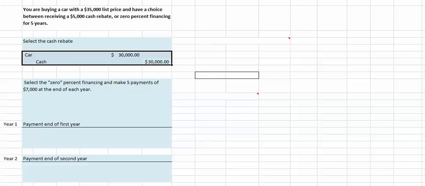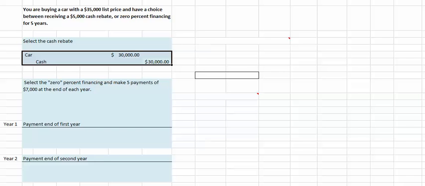The $30,000 represents the purchase price of the car. It's the amount of cash we exchanged for the car. So we'll credit cash for $30,000 and debit car for $30,000. Now what if instead we had selected the 0% financing and we make 5 payments of $7,000 a year at the end of each year?